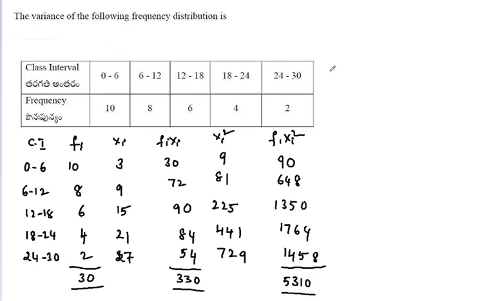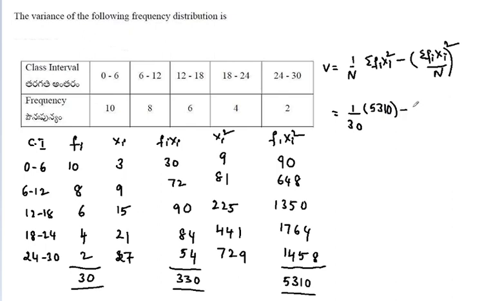Now variance is equal to 1 by n into sigma Fi into xi square minus sigma Fi into xi by n whole square. This is the formula for variance. That is 1 by n, the value of n is 30, so 1 by 30 into sigma Fi xi square, that is 5310, minus sigma Fi xi. Sigma Fi xi value is 330 by n, 30, whole square.